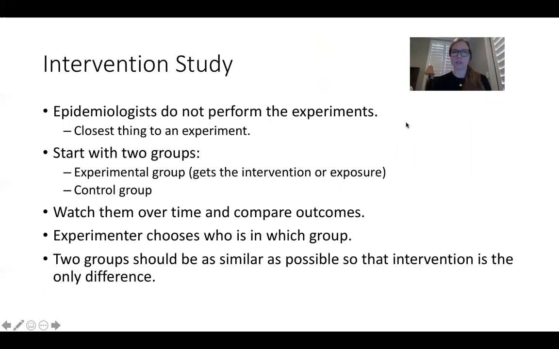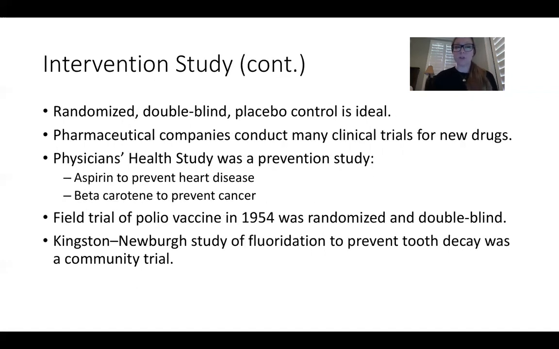Intervention studies: scientists or epidemiologists do not perform the experiment. It's the closest thing to an experiment. Start with two groups, an experimental group and a control group. Watch them over time and compare outcomes. The two groups should be as similar as possible, so the intervention is the difference. Randomized, double-blind, placebo-controlled is ideal. The field trial of the polio vaccine in 1954 was randomized and double-blind.